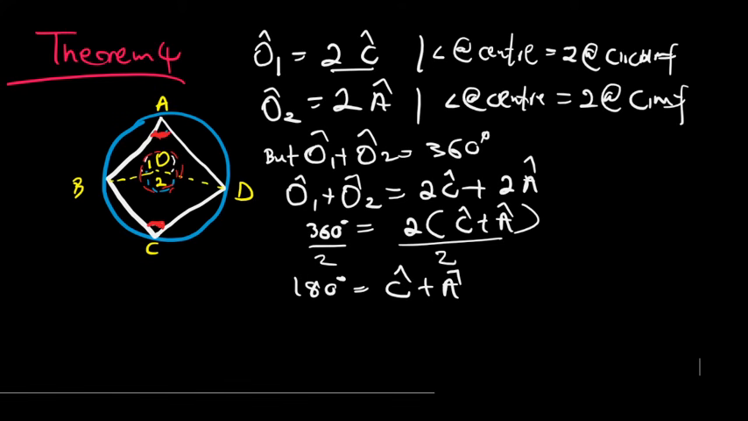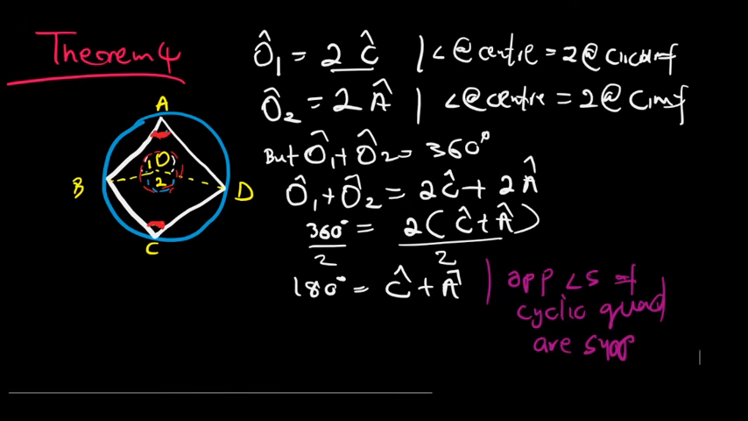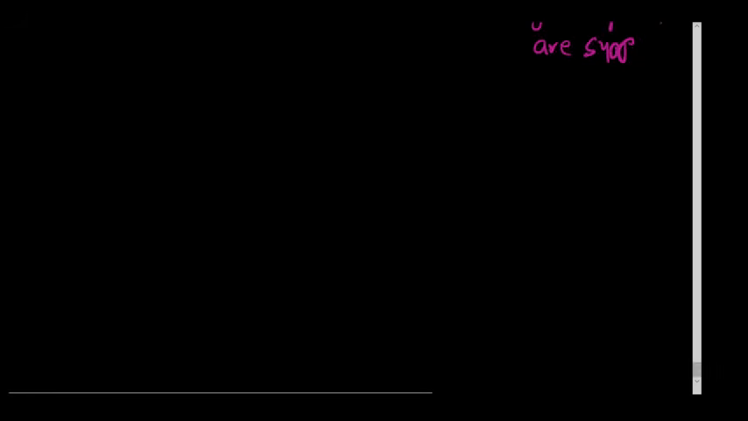So the reason for this one is opposite angles of a cyclic quad are supplementary, right? So opposite angles of a cyclic quad are supplementary. Let's go to Theorem 5. So for Theorem 5, some books are different. I'll just say this is Theorem 5. It's up to you whether you agree with me or not.